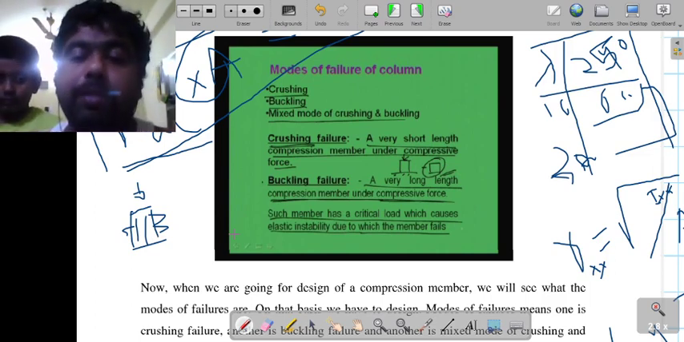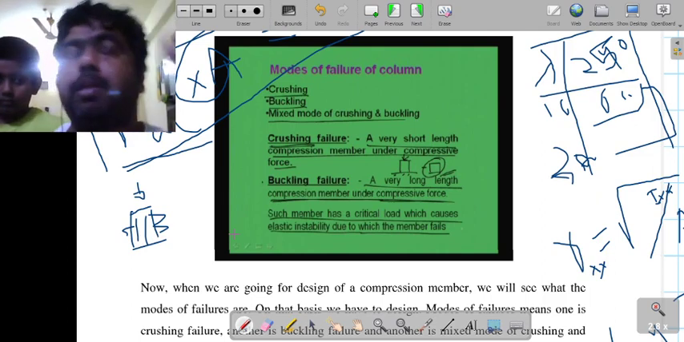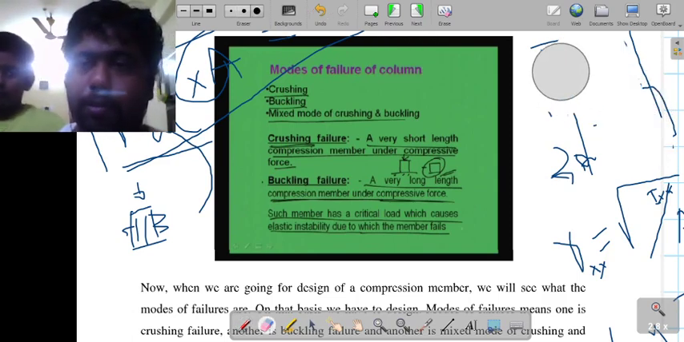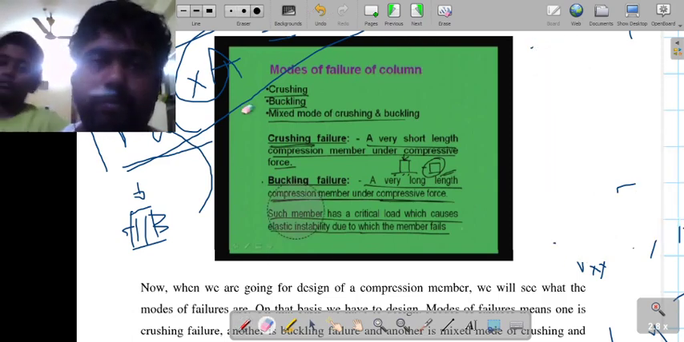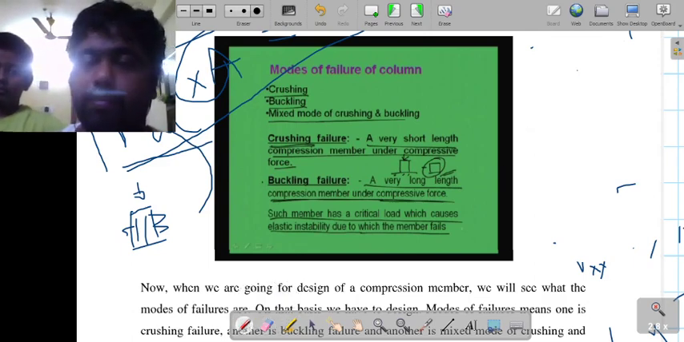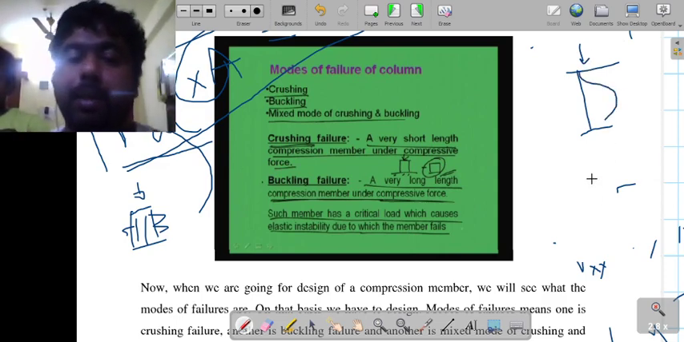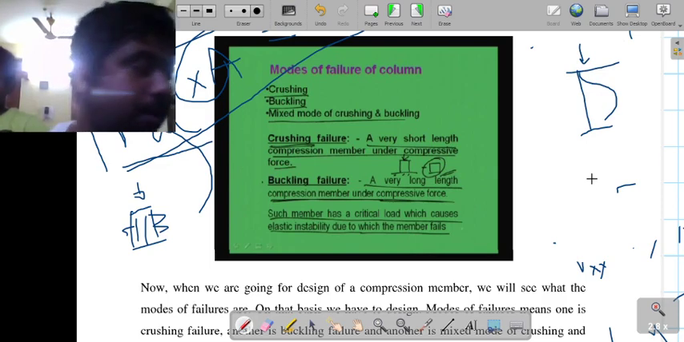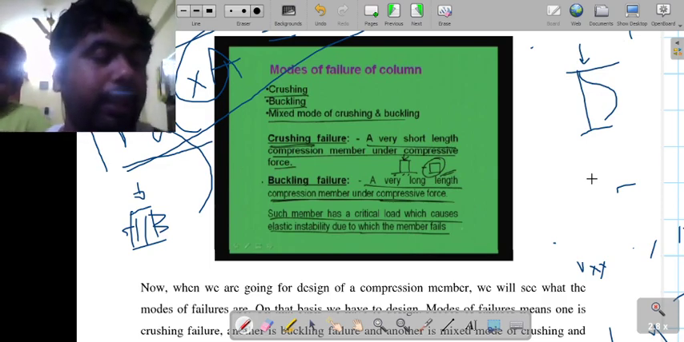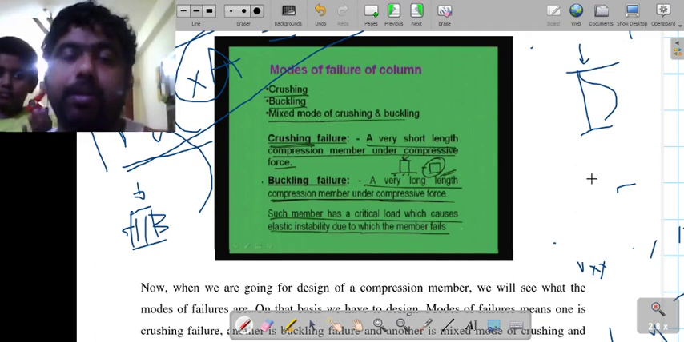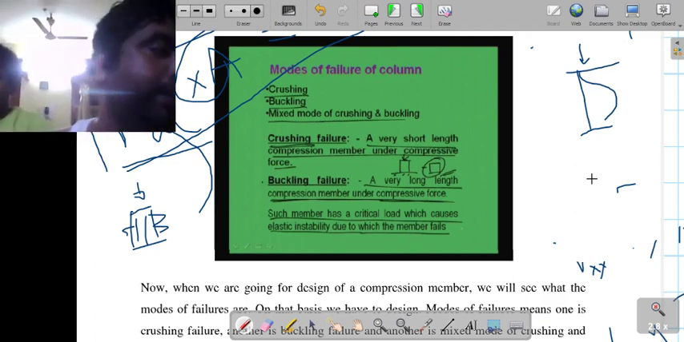Then what is buckling failure? Buckling failure occurs when we have a long column and we apply more load, then the column will bend like that. Okay, how will it bend? Just a minute. In this case, once you have a column and the load is very high, the column will bend like this. This is called buckling. And when the column is not so long or not so short, then a combination may occur, that is, a mixed mode of crushing and buckling.